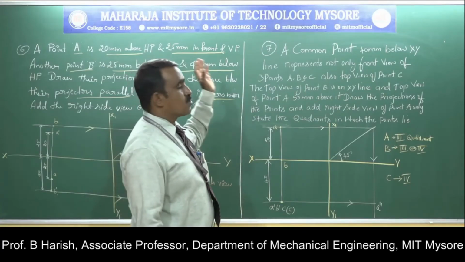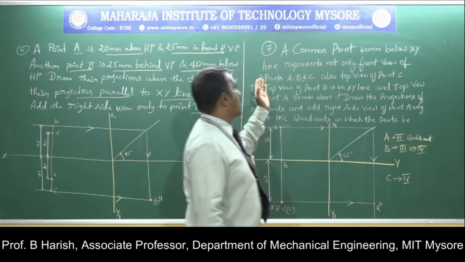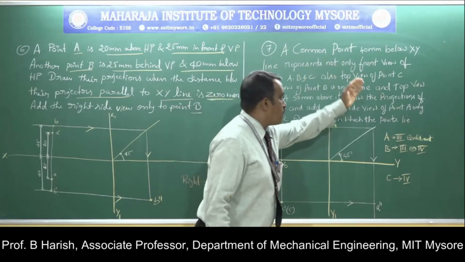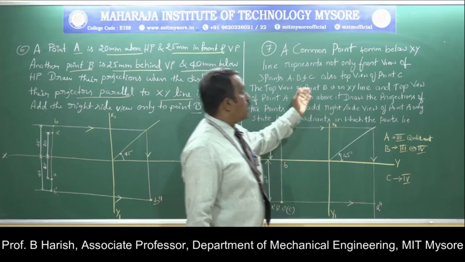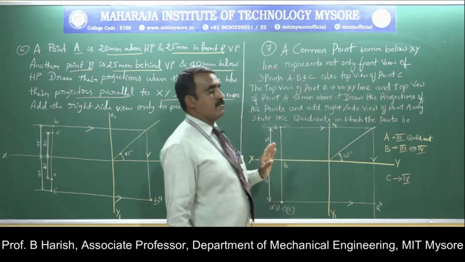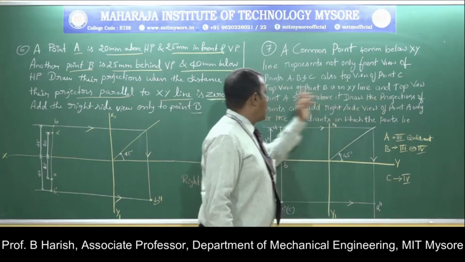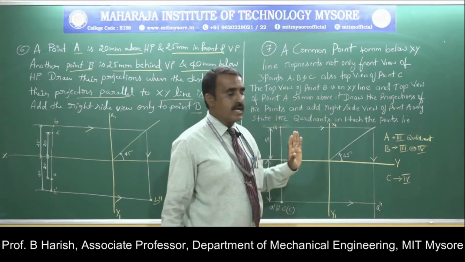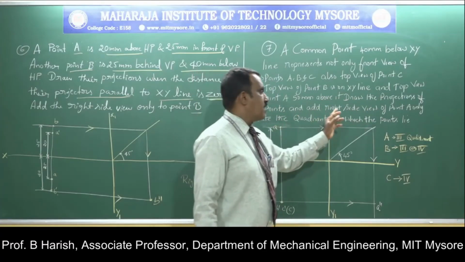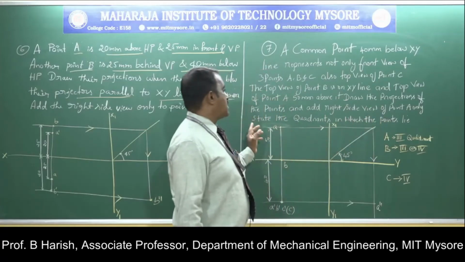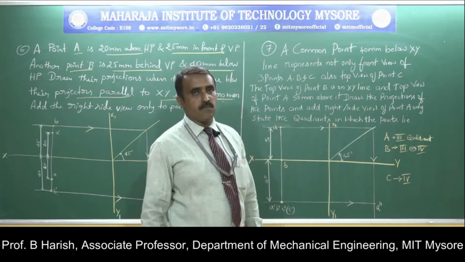If you go through the problem, it says that a common point 40 mm below the xy line represents not only the front view of three points A, B and C, but also the top view of point C. Next, the top view of point B is on the xy line and the top view of point A is 50 mm above it. Draw the projections of the points, add the right side view of point A only, and state the quadrants in which the points lie. A very simple problem.